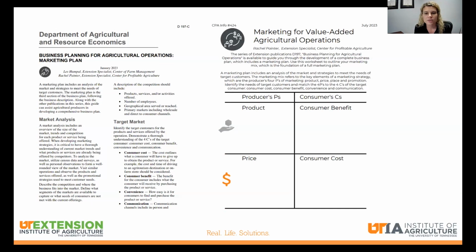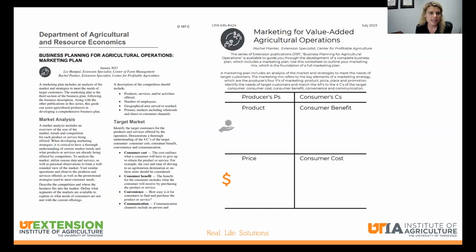As we dive deeper into the marketing mix, there are some documents that can help you as you outline your marketing mix and write your marketing plan. The one on the left is a business planning publication for a marketing plan specifically, Publication D197-C. This is published through the Department of Agricultural and Resource Economics at UT, and you can find that simply by searching for UT Extension publication and then the publication number D197-C.